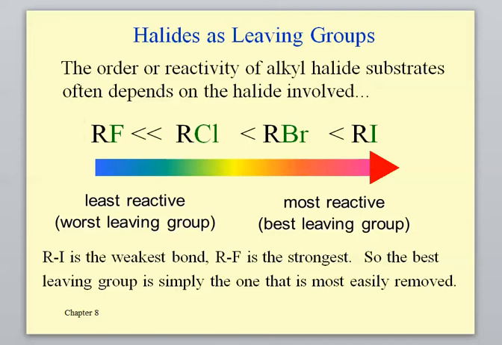So again, those are in the order they appear top to bottom in the periodic chart, which is an easy way to keep up with this relationship. And as far as chlorine, bromine, iodine, all of those are routinely used as alkyl halides as substrates in reactions involving substitutions.